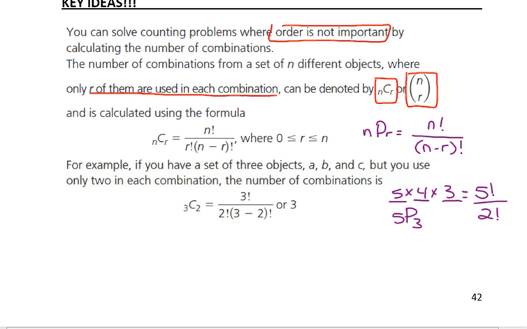What's the one difference between our permutation formula, when order matters, and our combination formula? Order does not matter.